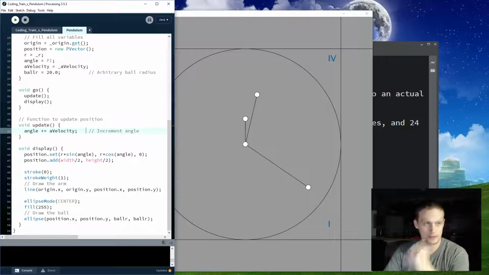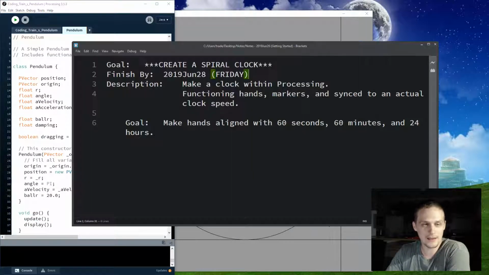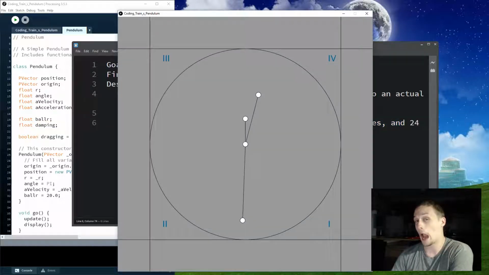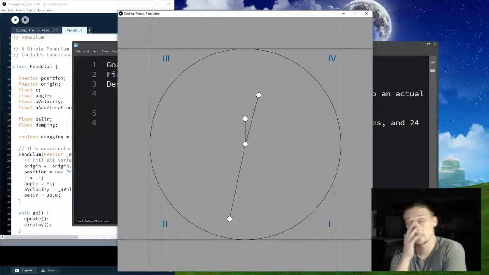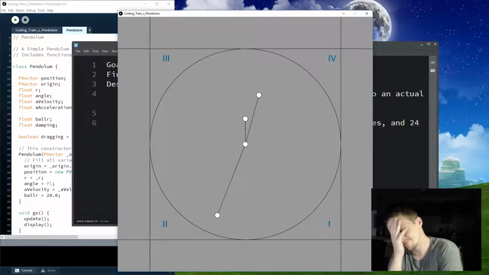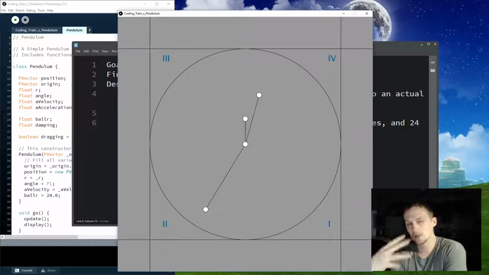Because any progress is ultimately progress. So how do I get any progress done? So it's to make the hands align with the 60 seconds, 60 minutes, and 24 hours. I think that would be very difficult to do by waiting those 24 hours.